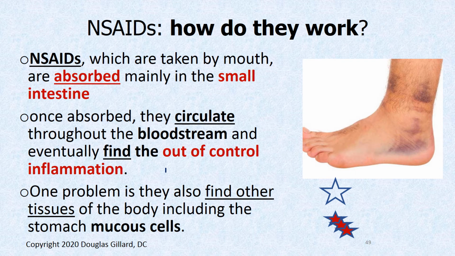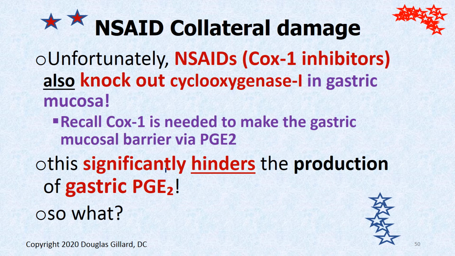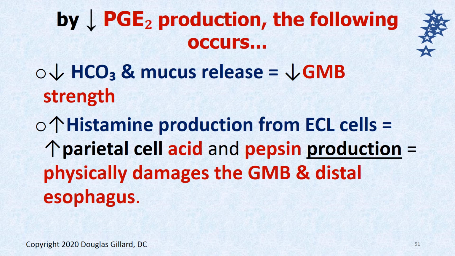Okay, the problem is they snuff out your gastric mucosal barrier as well. So yep, the Cox-1 inhibitors knock out cyclooxygenase 1 in the gastric mucosa, and there goes your gastric mucosal barrier. Right, you have to have PGE2 production, but you can't if Cox-1 is inhibited by an NSAID. Got it? So it specifically hinders the production of PGE2. So what? Well, again, as a review, PGE2 is really important.